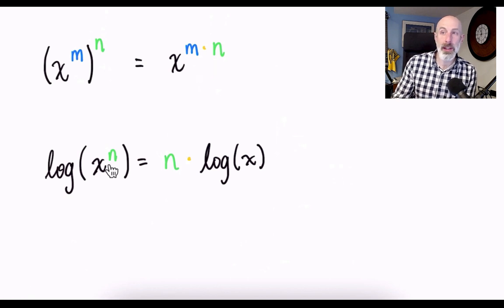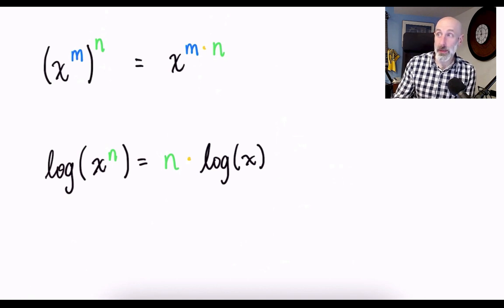Well, we have the same kind of thing going on here. We have x raised to the n as the argument of a log, and we are going to be able to turn it into multiplication. And what basically happens is this n kind of comes down to the front as a coefficient, and there we have n times log of just x.